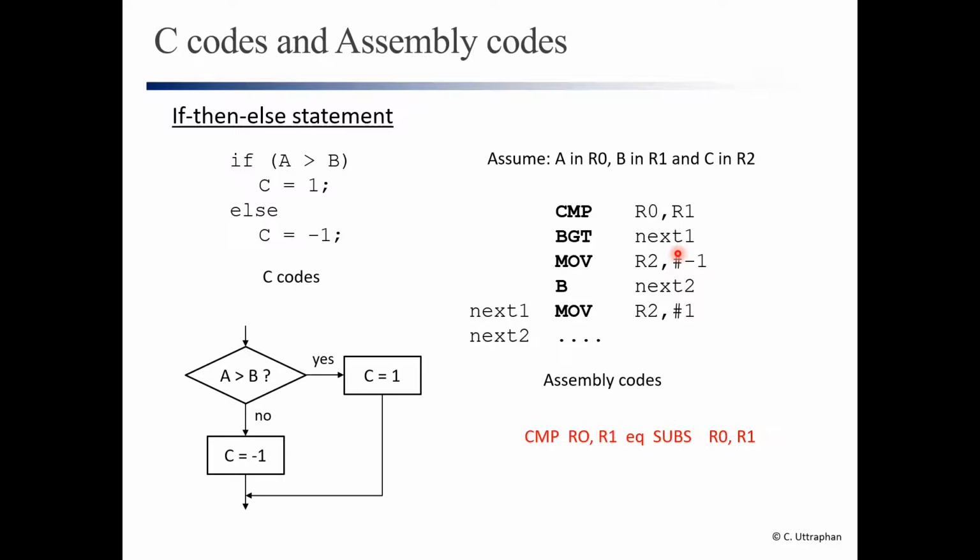Therefore, if R0, or A, is greater than R1, or B, we need to branch to the label next one, where we will move value 1 to R2, or C. But if R0 is less than R1, meaning the condition is not true, therefore, no need to branch, hence, we need to move -1 to R2. Now, observe that we need to skip the next instruction here, because it will move value 1 to R2 again. So, in this case, we need to use the unconditional branch, B, to next 2 and execute the rest.